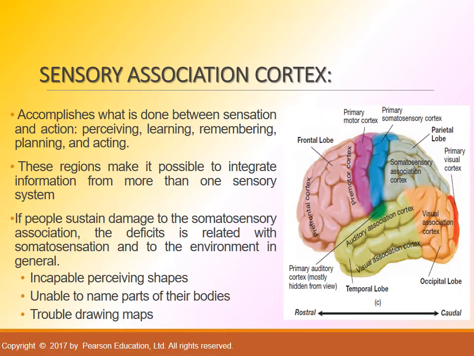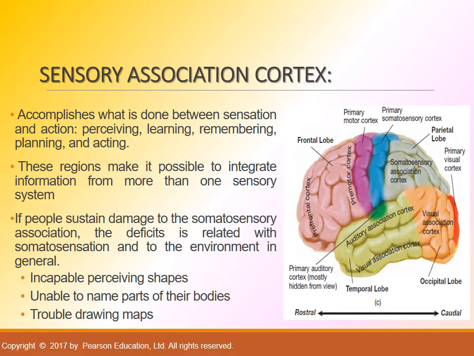Each primary sensory area of the cerebral cortex sends information to the adjacent region called the sensory association cortex. The circuit of neurons in the sensory association cortex analyzes the information received from the primary sensory cortex, the perception takes place there, and finally the memory is stored. Since these regions are integrated with each other, there is the possibility for these different regions to integrate information from more than one sensory system.